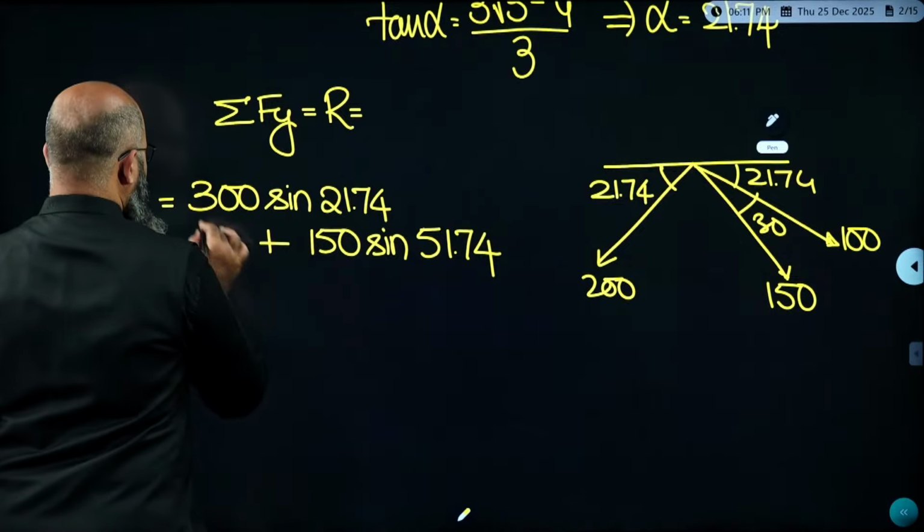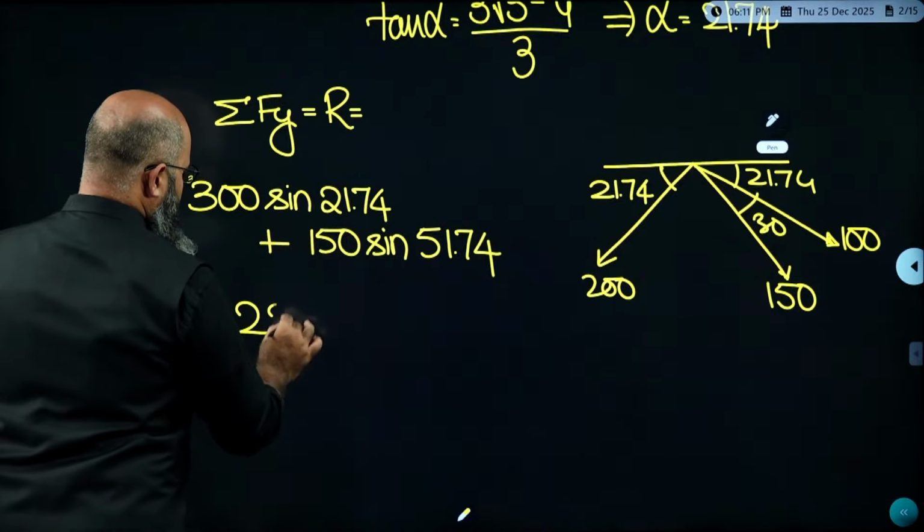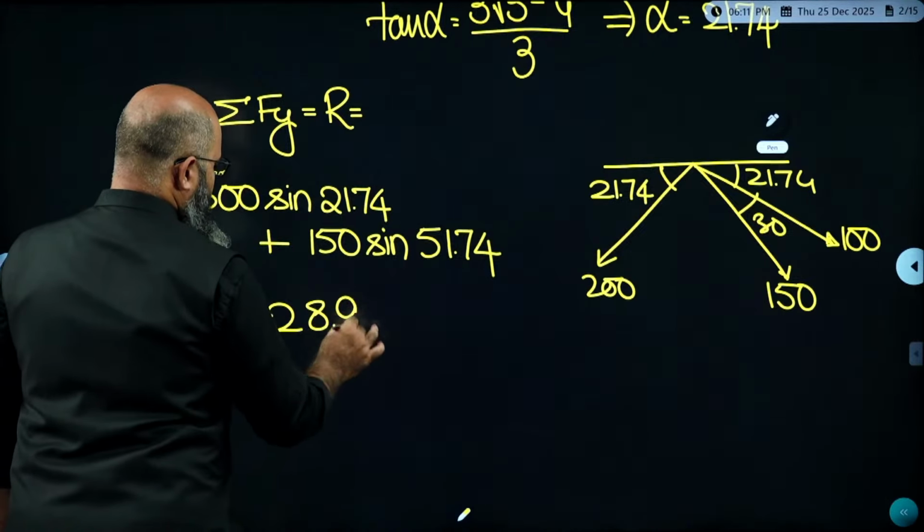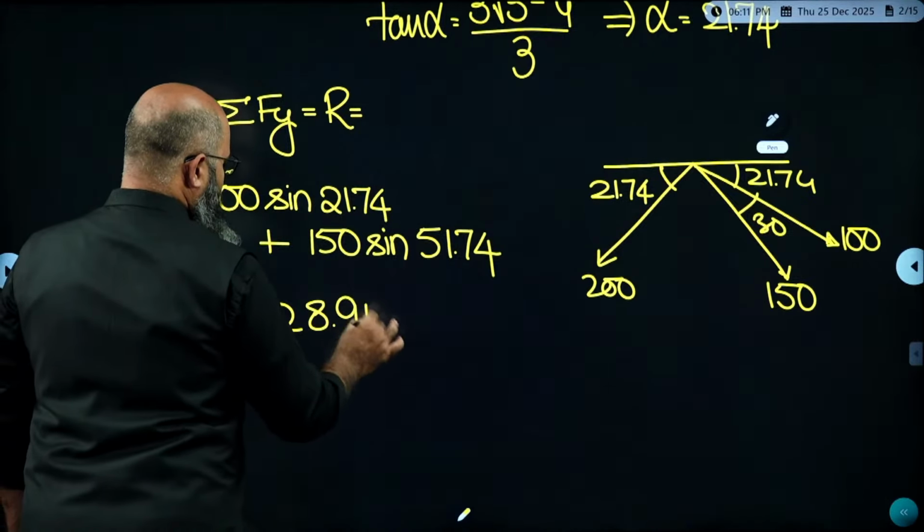This is equal to 228.9 Newton. Let us check, do we have any option supporting this 228.9? So you see over here 228.83 is very close to 228.9. That much error can be tolerated. So the answers over here are option A and option C.